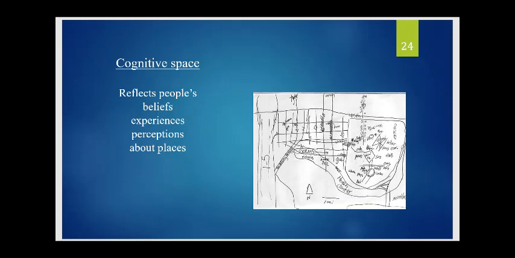The third type of space is cognitive space. Cognitive space reflects people's beliefs, experiences, and perceptions about place. For example, this is a drawing of a university campus from a student's memory. A freshman student may know the location of dorms, the student union, and the dining hall very well, but not know the rest of campus at all. Conversely, a senior who lives off campus may know the locations of every parking lot very well, the locations of many classrooms, and the student union, but not be familiar with the locations of the dorms.